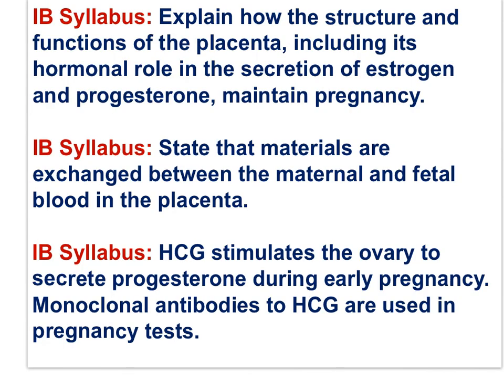You should be comfortable with these IB syllabus statements. Explain how the structure and functions of the placenta, including its hormonal role in the secretion of estrogen and progesterone, maintain pregnancy. State that materials are exchanged between the maternal and fetal blood in the placenta. And HCG stimulates the ovary to secrete progesterone during early pregnancy. Monoclonal antibodies to HCG are used in pregnancy tests.